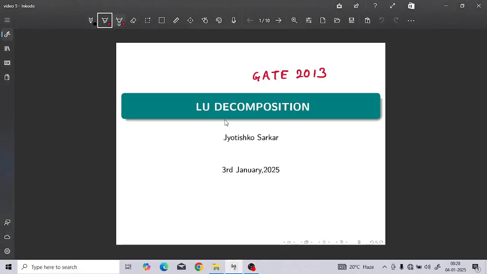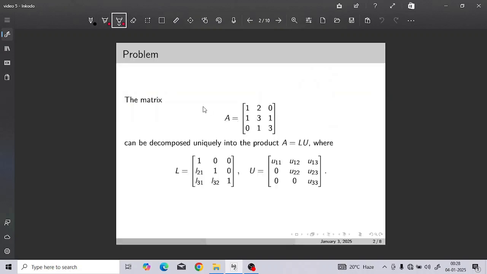Hello everyone. Today we will discuss a question from GATE 2013 on the topic LU decomposition. So here is our question. The matrix A is given and it can be decomposed uniquely into the product of L and U. So what is L and U?